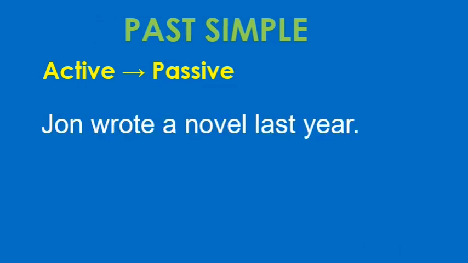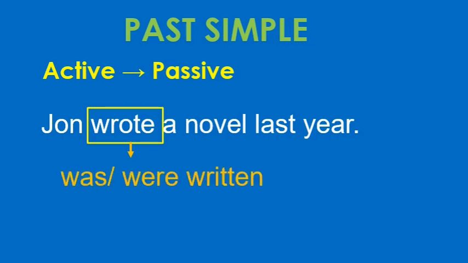In past simple, the example is John wrote a novel last year. Again, look at the verb. Wrote is verb 2. So this is in past simple. So the possibilities in verb 2 in past simple are was written or were written. Remember, was and were under to be. Written is the verb 3. We always use verb 3 for passive.